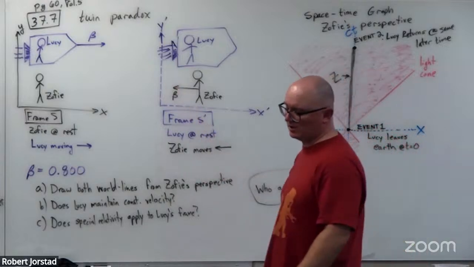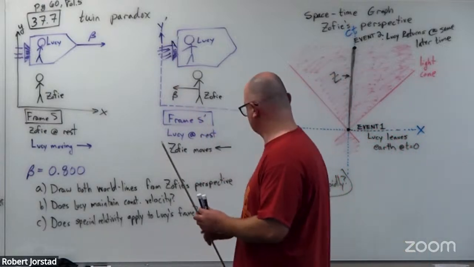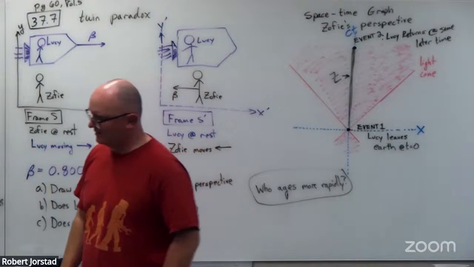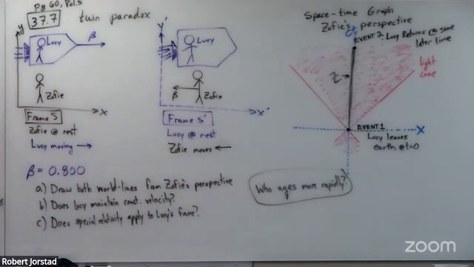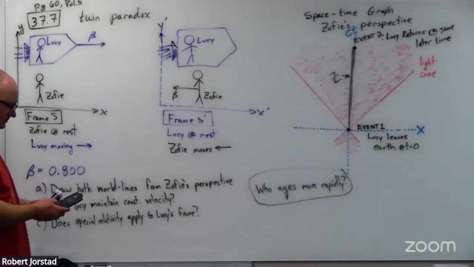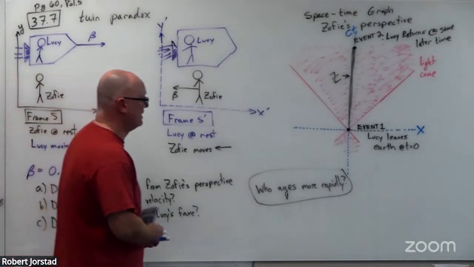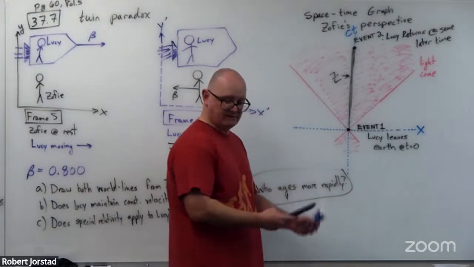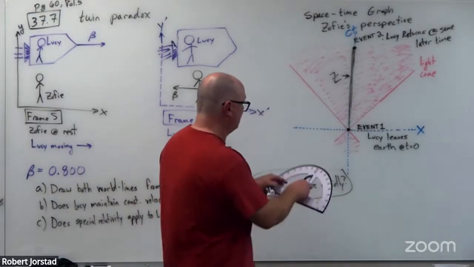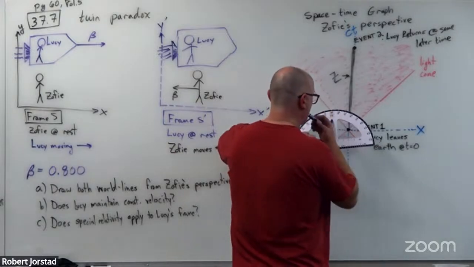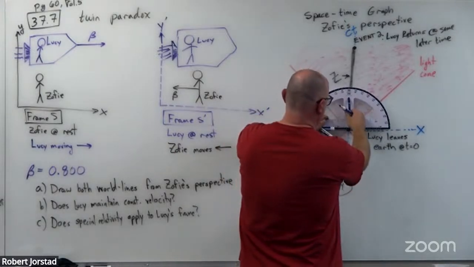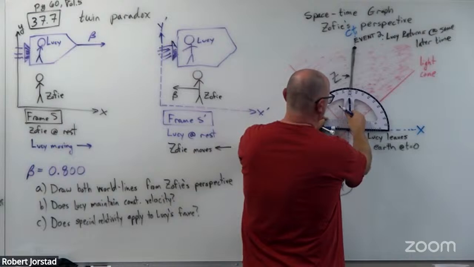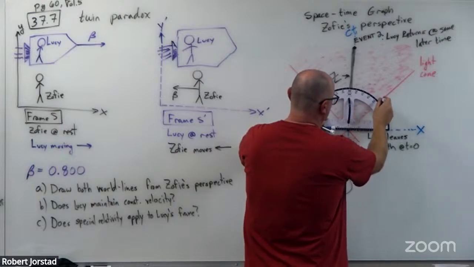Well, Lucy's moving at 0.8, and so 1 over beta will be the slope. So 1 divided by 0.8, that's probably pretty easy, that's 1.25. But then to get an angle, I'll take the tan inverse of that, 51 degrees. Okay, so about right there.